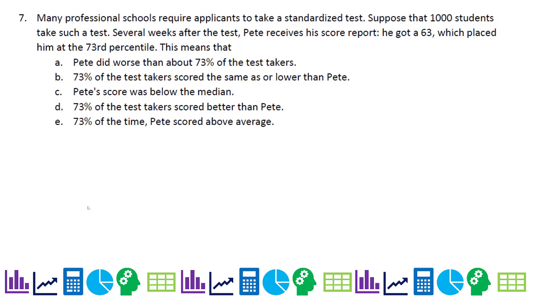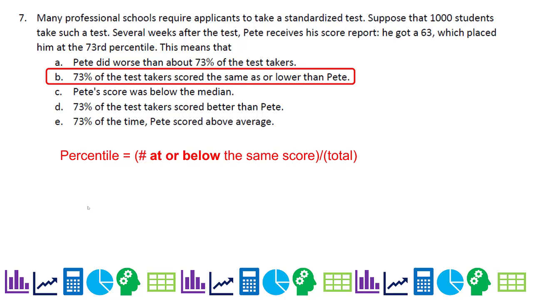This means that percentile is the number at or below the same score divided by the total, changed to a percent. So since he's in the 73rd percentile, that means 73% scored at or below what Pete scored.